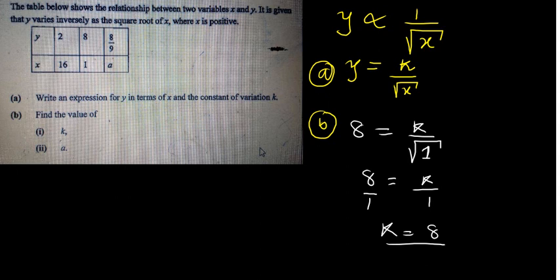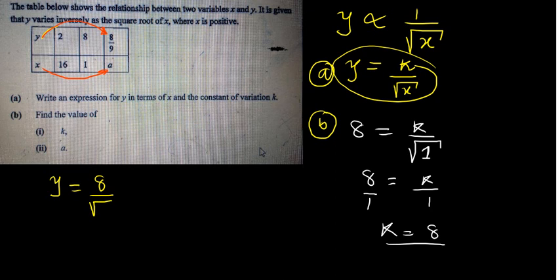To be able to find the value for a, we can see that y is going to be equal to 8 over 9, and then x is going to be equal to a. So we're going to write the expression again, where there is k we put 8. So y is equal to 8 over the square root of x. Where there is y, we put 8 over 9, and that is going to be equal to 8 over the square root of a.